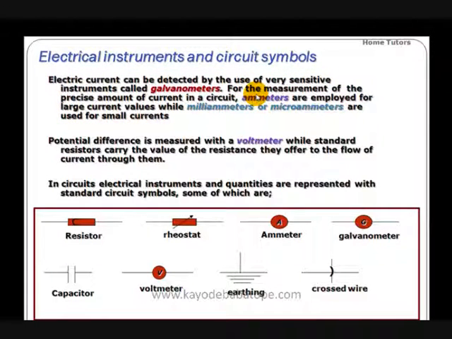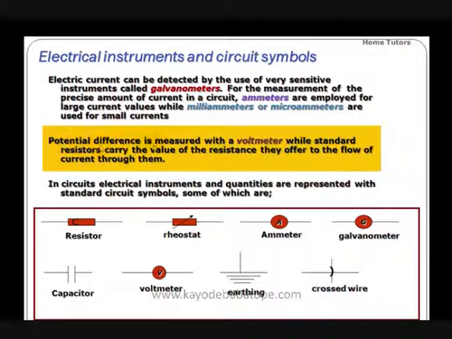And then, depending on the sizes of the current we want to measure, we can either use milliammeters or microammeters for small amounts of current, while we use the standard ammeter for large values of current. Potential difference is measured with the use of an instrument called a voltmeter, while standard resistors carry the value of the resistance they offer to flow of current through them.